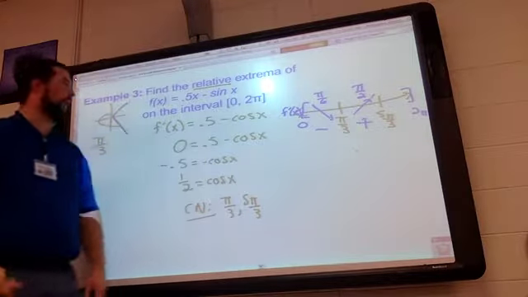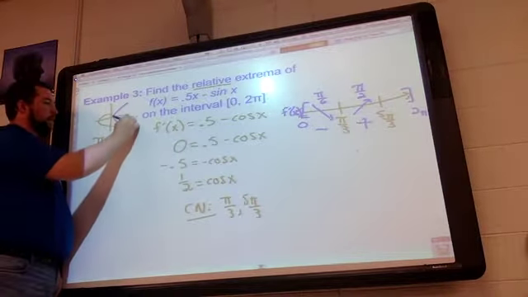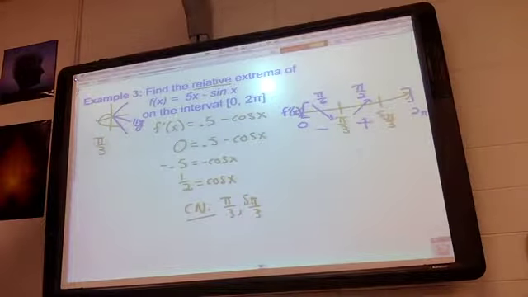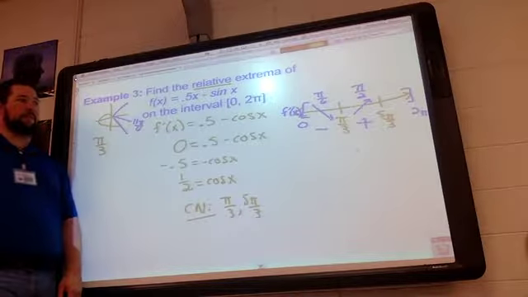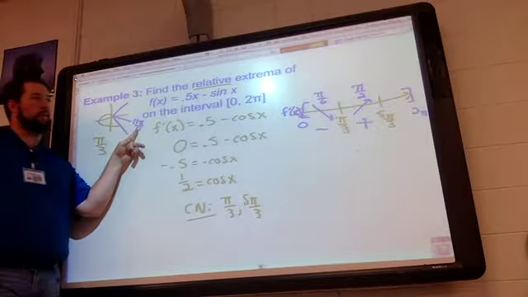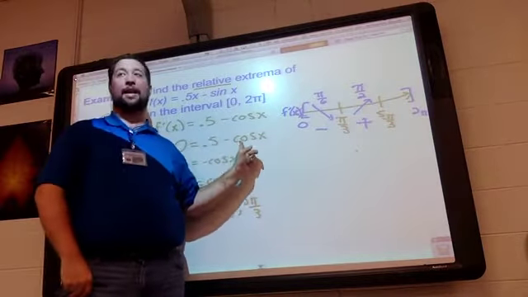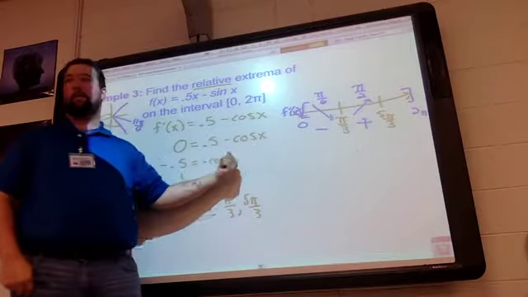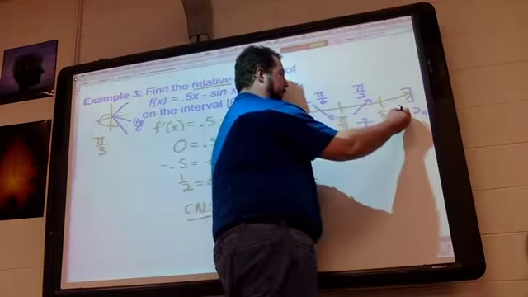And then for something bigger than 5 pi over 3, we have maybe 11 pi over 6. We don't want to use 2 pi because that's at the very end. You have to make sure you choose values in the right interval. So 11 pi over 6. Cosine of 11 pi over 6 is the same thing as it was at pi over 6, so square root of 3 over 2. So 1/2 minus square root of 3 over 2 would also give me a negative.